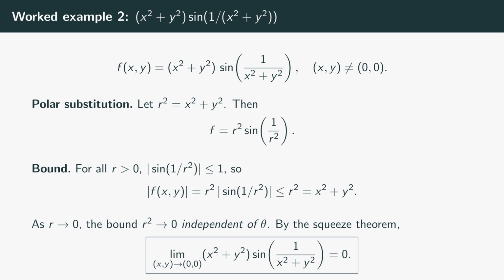Now we are essentially in one variable. The direction theta doesn't appear at all, which already is a strong hint. The limit will be path independent. Apply the standard bound on sine. For all real arguments, the absolute value of sine is less than or equal to 1.